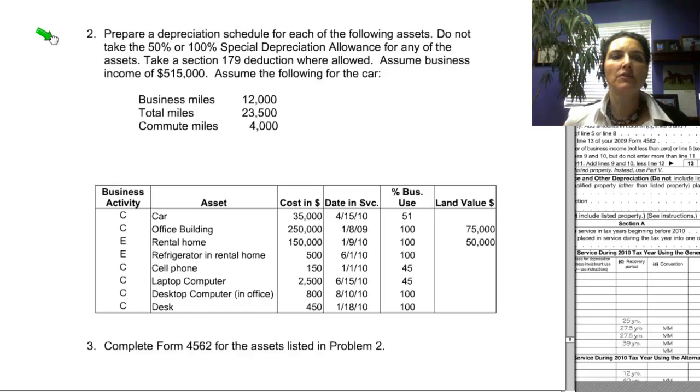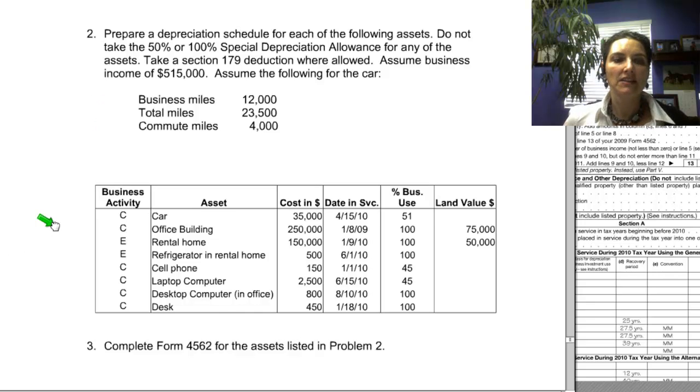For question number 2, you need to prepare a depreciation schedule for each of the following assets. We do not want you to take 50 or 100% depreciation allowance for any of the assets, but we do want you to claim a Section 179 deduction where it is allowed. Assume that business income is $515,000 and assume the following information for the car. Business miles are 12,000, total miles are 23,500, and commute miles are 4,000 miles.